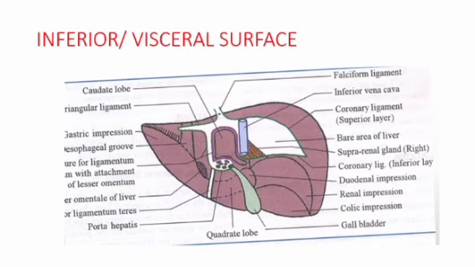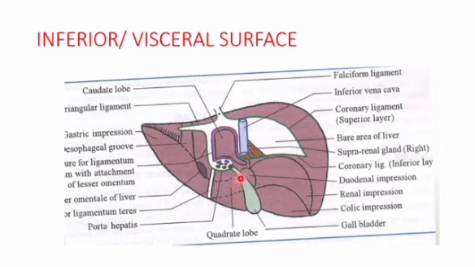So now we are into the inferior or visceral surface. The inferior surface is directed downwards, backwards and to the left. It is separated from the anterior and right lateral surfaces by a sharp inferior border. So this is the inferior border, which is separating it from the anterior and right surfaces, a sharp border called the inferior border.